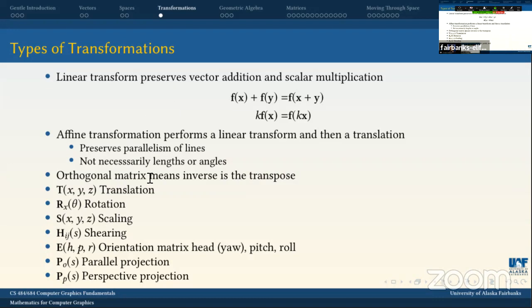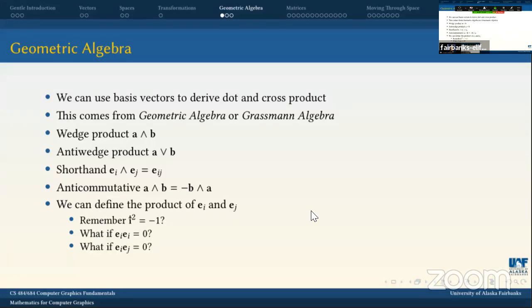And then you have an orthogonal matrix, which means that its inverse is the transpose. So one way of proving that would be to take a rotation matrix, take the transpose, and if you multiply them, you should get the identity matrix out, because by definition, a matrix times its inverse is the identity matrix. So if you wanted to quickly check to see if a matrix is orthogonal, just take the transpose and multiply it and see what happens. Okay. All right, so there's geometric algebra.